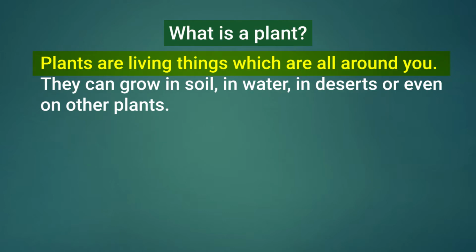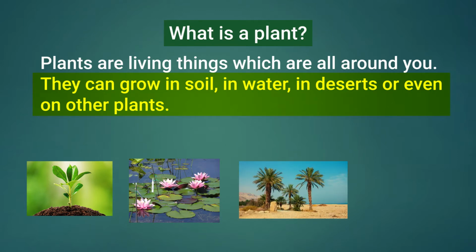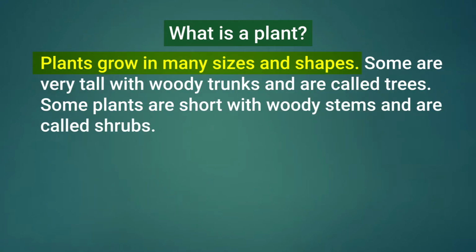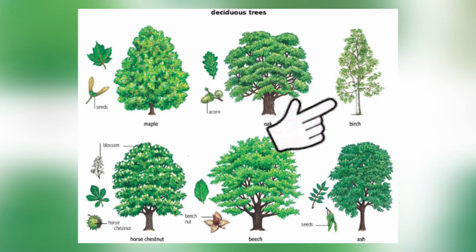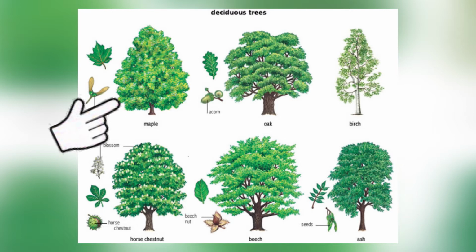What is a plant? Plants are living things which are all around us. They can grow in soil, in water, even in the desert, or on other plants like here. See, we have plants living on other plants here. Plants grow in many sizes and shapes. Now, if we look here, we can see the size. We have tall ones, very tall trees, and then they are shaped differently. See, some of them have flat tops, some of them are very pointed, and so on.